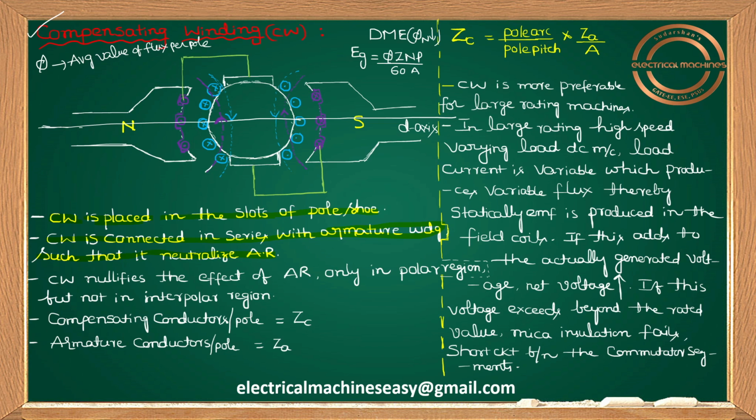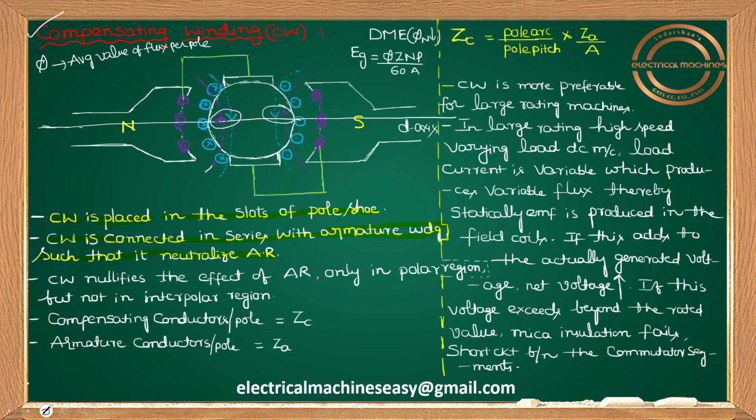So whatever is responsible for armature reaction, the armature flux, is neutralized right here. Let me use white color here. This armature flux is neutralized by the flux due to current flowing in the compensating conductors. They are in opposite directions, so I can say the compensating winding nullifies the effect of armature reaction. It is opposing your armature flux.